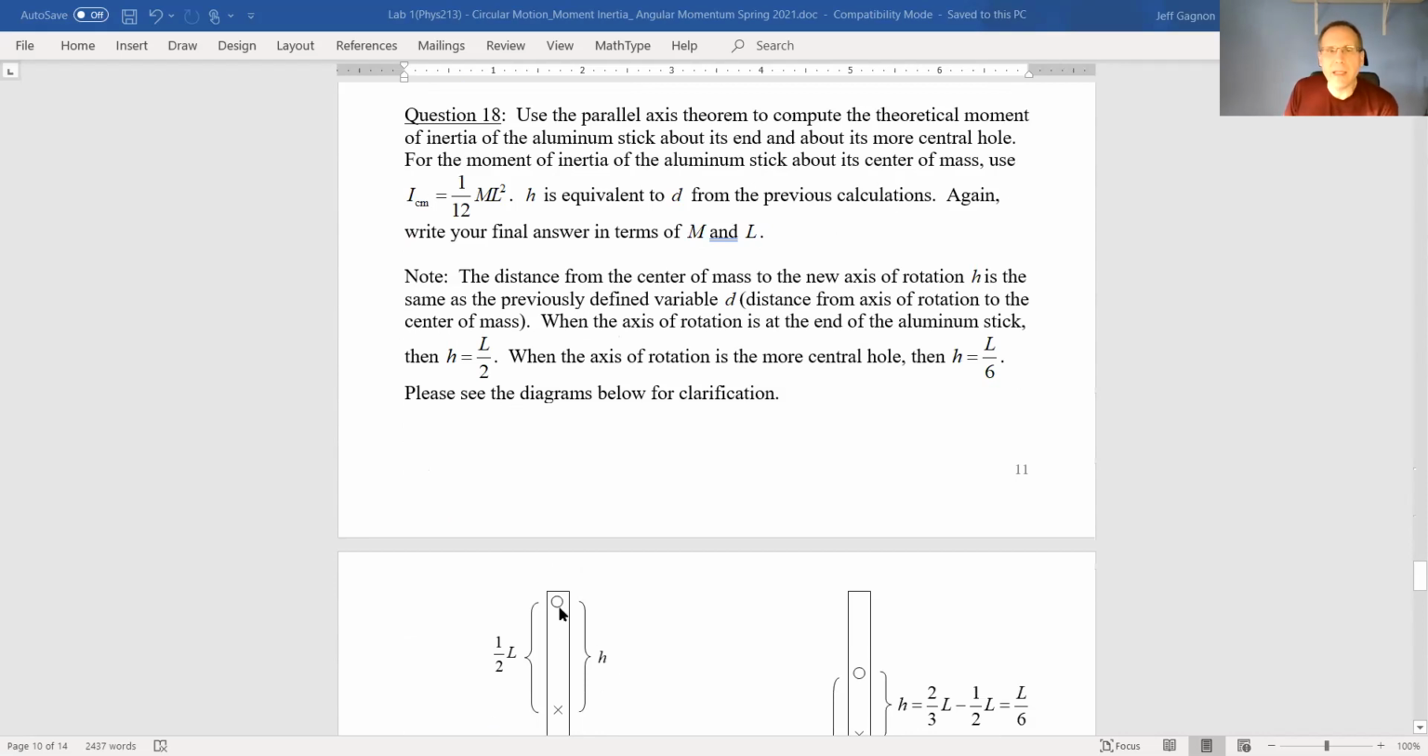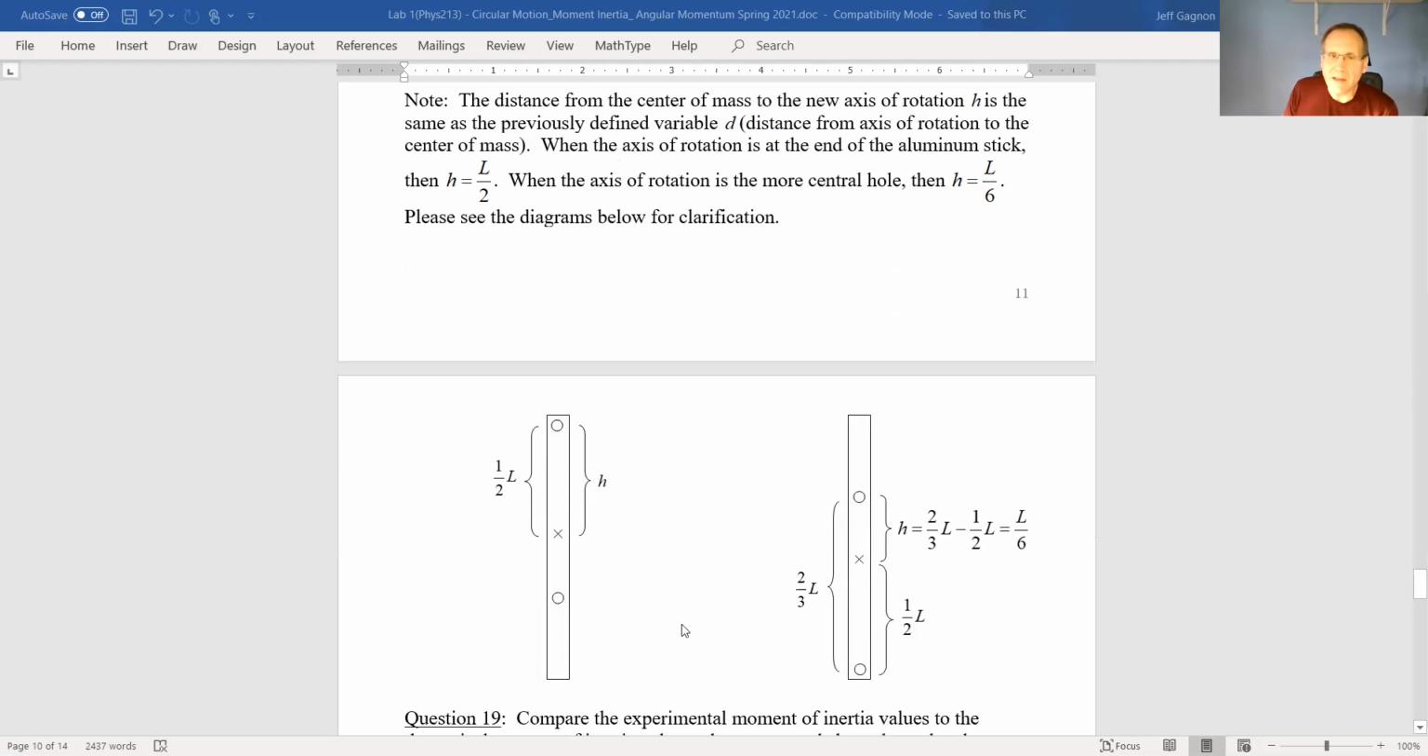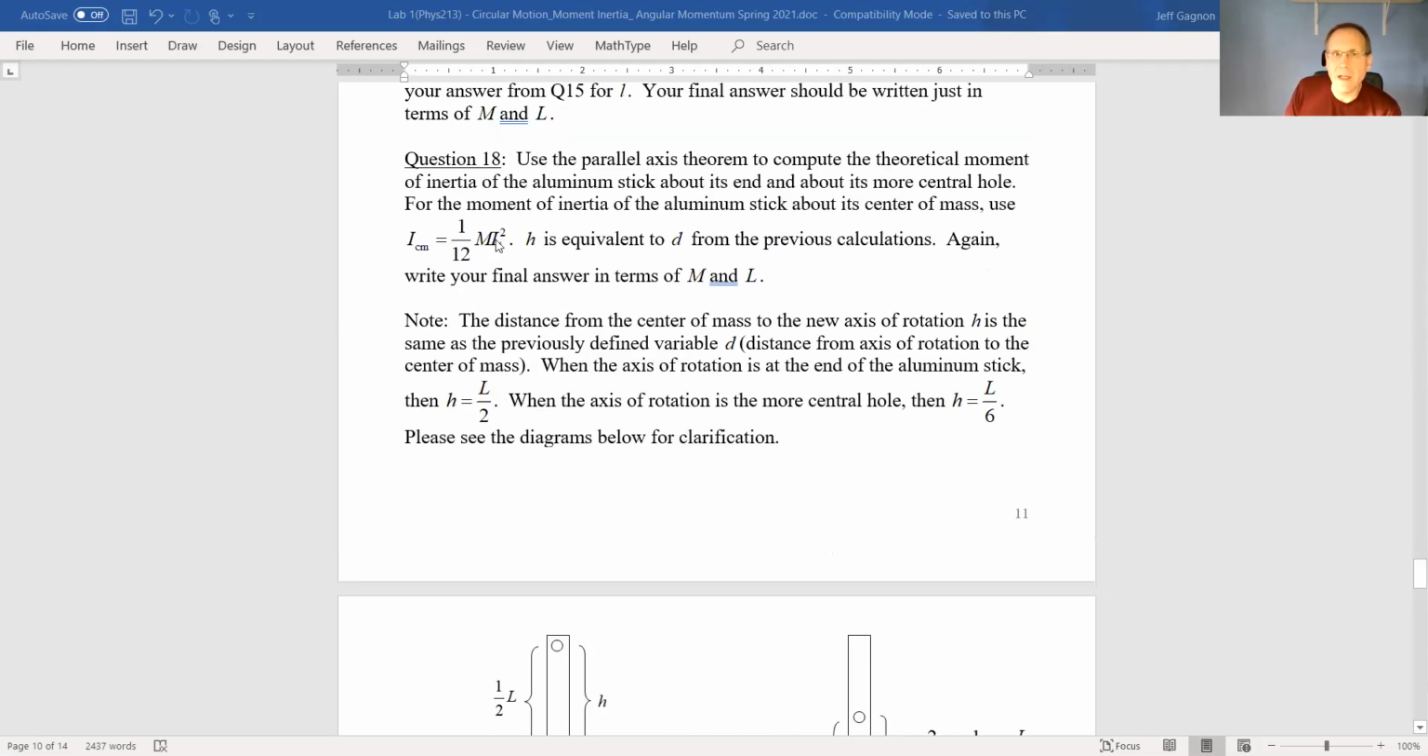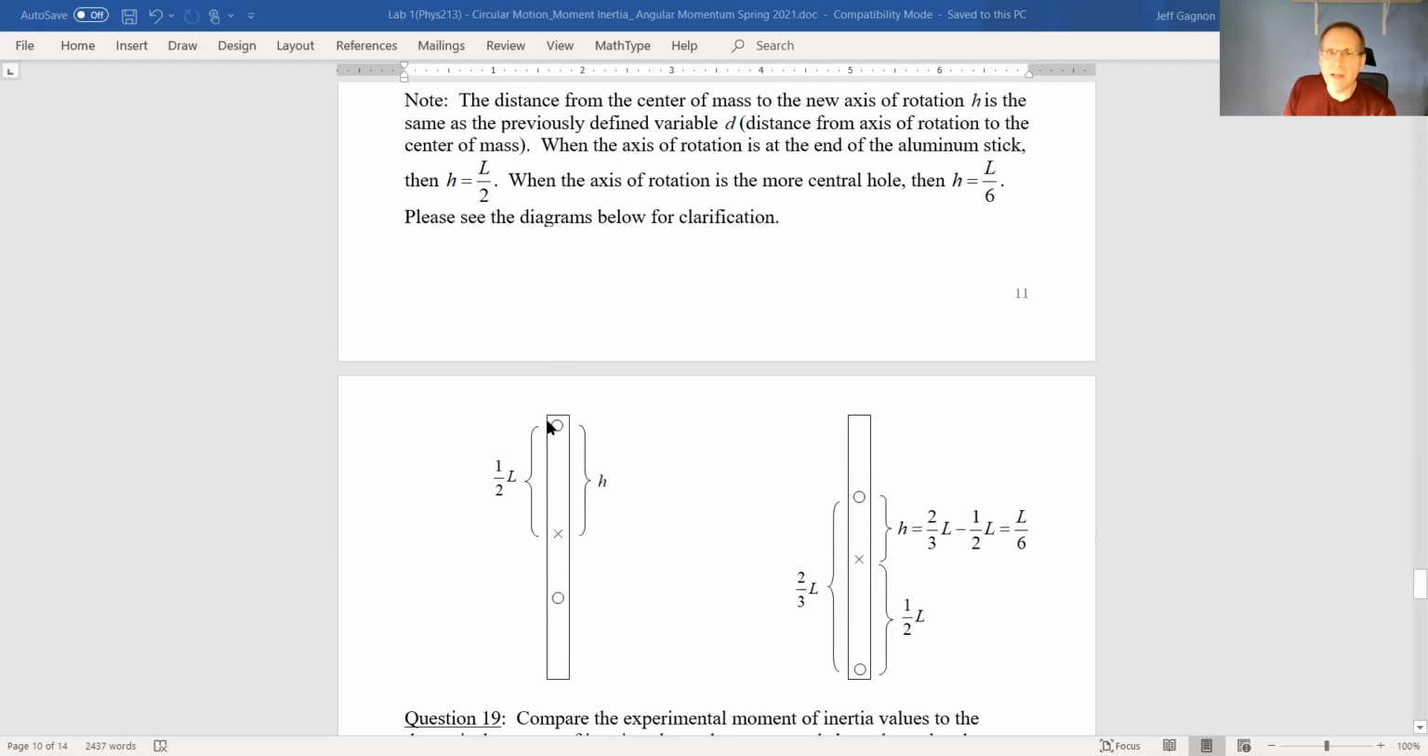So when we calculate it about the end, it's going to be the moment of inertia about the center of mass. Well, what is that? I give that here. It's 1/12 ml squared. This basically comes from calculus. If you look this up in a physics book or an engineering book, you'll find that the moment of inertia of a thin rod or thin stick about its center is 1/12 ml squared. H is really the same as D from before, right? It's the distance from the center of mass to the new point of rotation. Well, if we want to calculate about the end, then the H here is going to be 1/2 capital L.